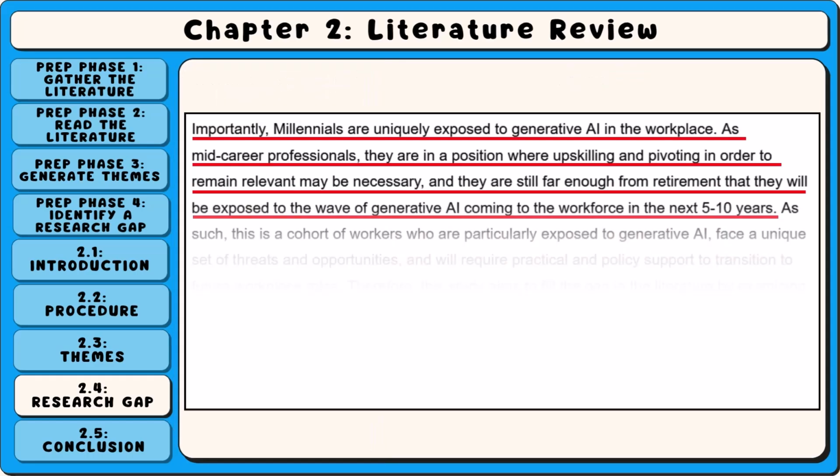Our example piece reads, importantly, millennials are uniquely exposed to generative AI in the workplace as mid-career professionals. They're in a position where upskilling and pivoting in order to remain relevant might be necessary, and they're still far enough from retirement that they will be exposed to the wave of generative AI. So here, the example is stating why it is important that we fill our research gap, which is an age gap, about getting millennials' insights about the issue.